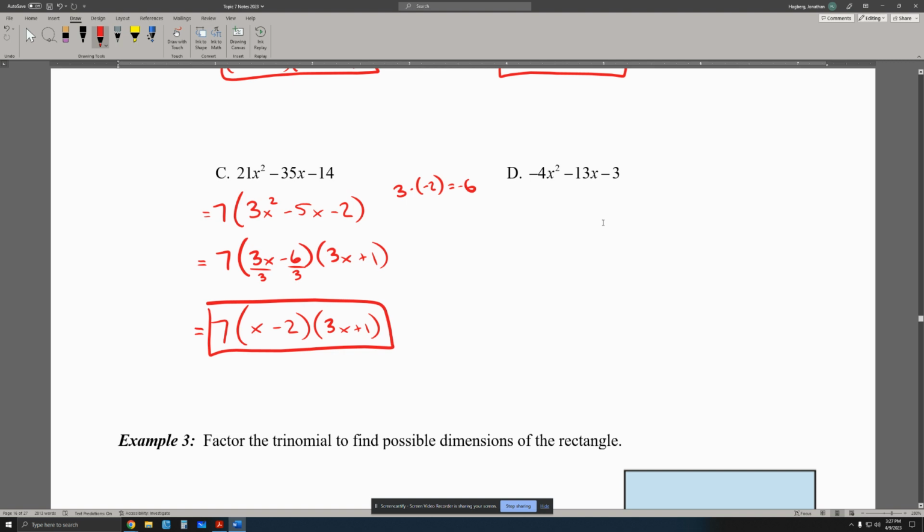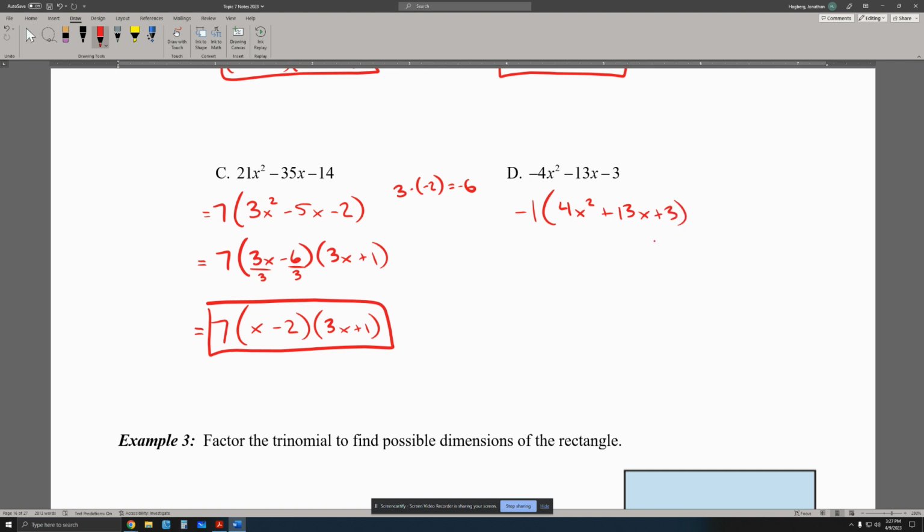So we have negative 4x squared minus 13x minus 3. I always like to divide out those negatives, so I'm going to go ahead and divide that out. There's no greater common factor than negative 1, so that's just going to be our greatest common factor here. All that's going to do is flip the signs of each of the terms here. So we have a positive 4x squared, a positive 13x, and a positive 3.